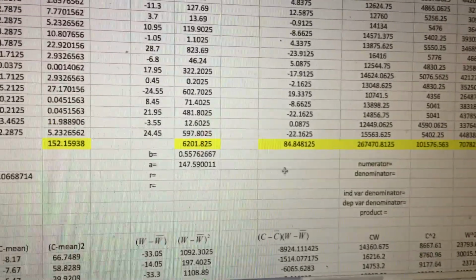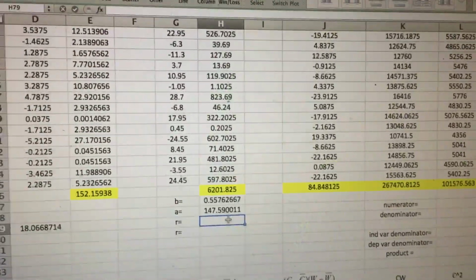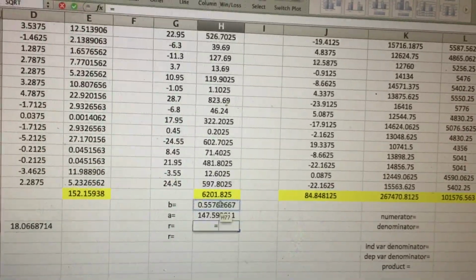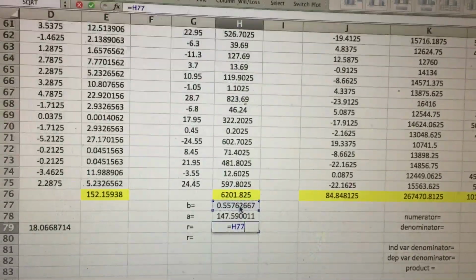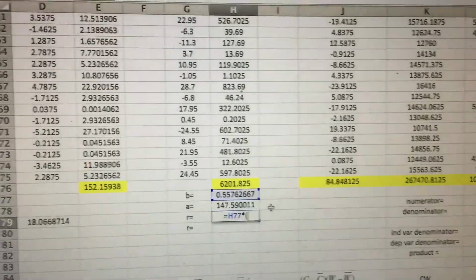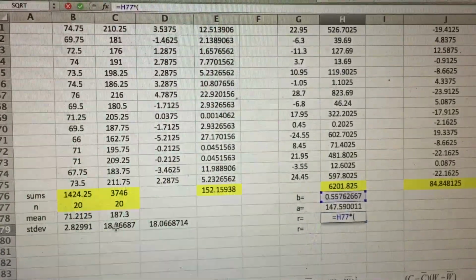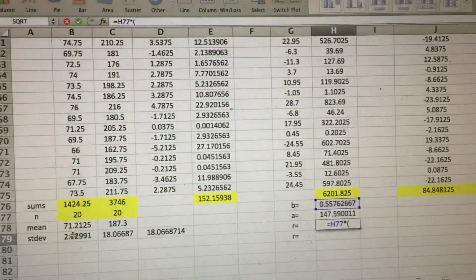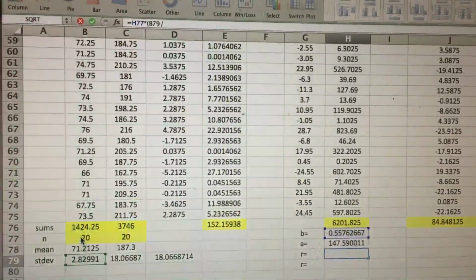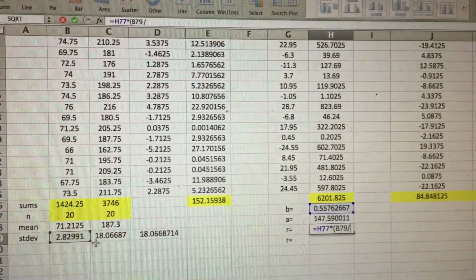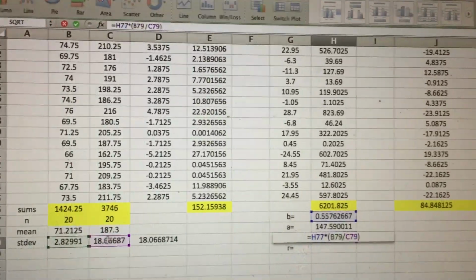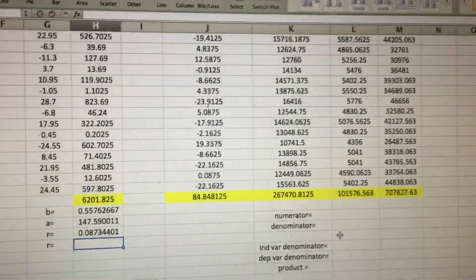I'm just going to walk through one more. Again, we're going to do the easiest one, which I suggest doing, which is taking the B formula and timesing it by the standard deviation for the independent variable, which in this case is the height, and then we're going to divide it by the dependent variable, which is again the weight, and that's our r.